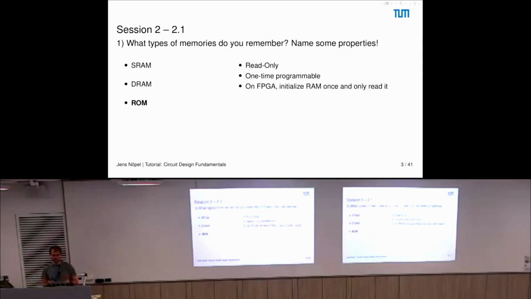Then the third memory type is ROM, so read-only memory. It is one-time programmable, and on an FPGA, it's just RAM, so SRAM. And once it has been initialized, you only read it. So that's how it works on an FPGA.